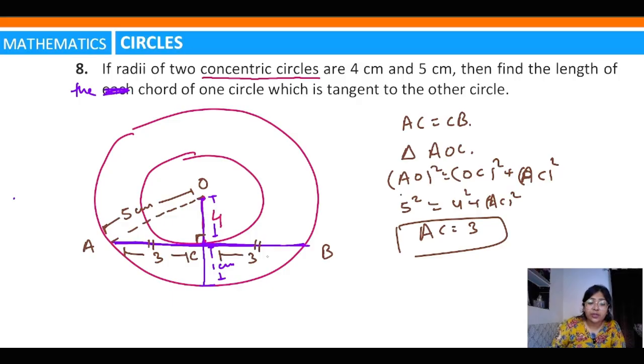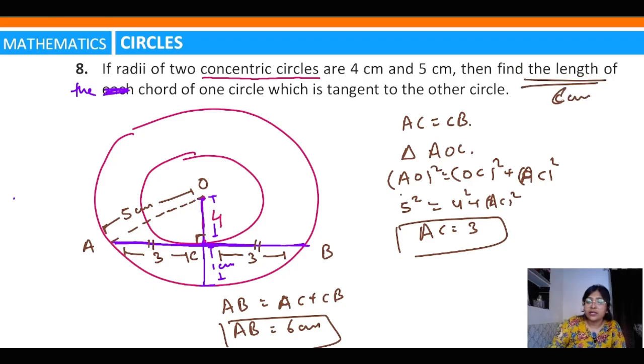AC is equal to CB. So CB is also 3. We need to find out AB. AB is equal to AC plus CB. So the length of AB is 6 centimeters. So the length of the chord is 6 centimeters. Is this question clear to you?